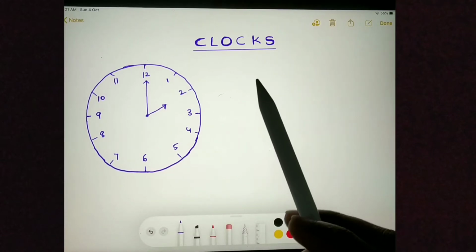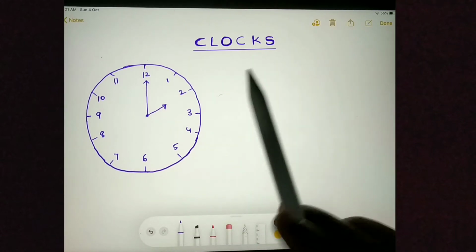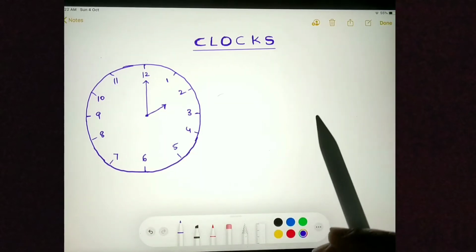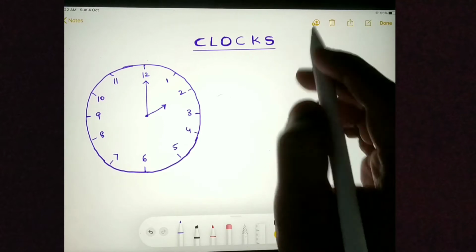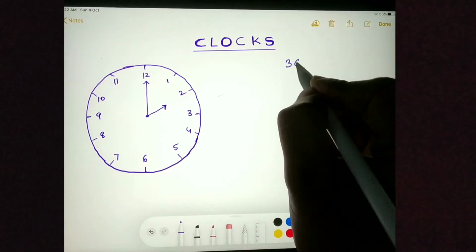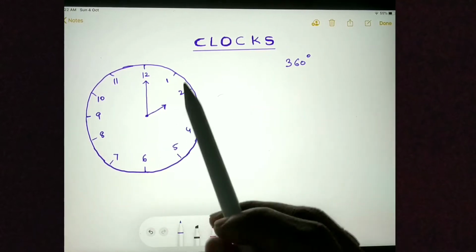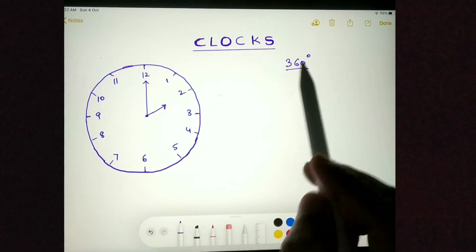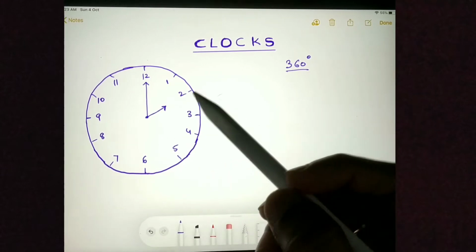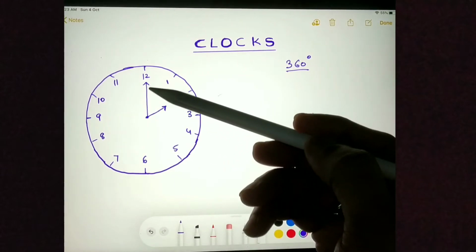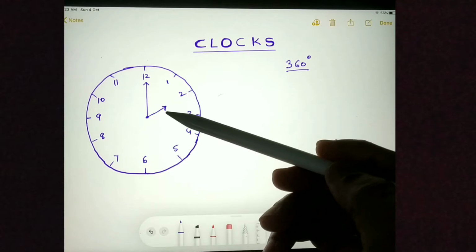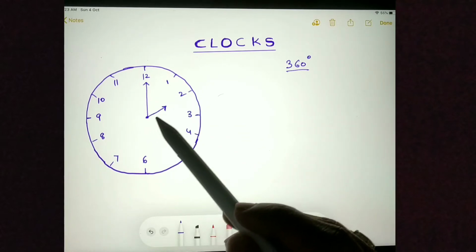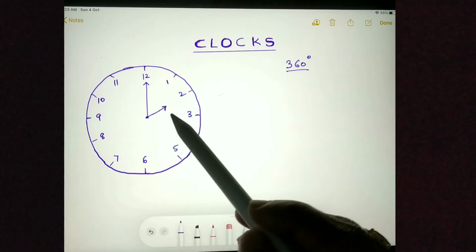Today we will discuss problems on clocks. Before moving on to problems, we need to know the basics. As we already know, the angle of a circle is 360 degrees. Because a clock is also a circle, the total angle of a clock is 360 degrees. In a clock we have two hands. One is the long hand, another one is the short hand. The long hand we also call the minute hand, and the short hand we also call the hour hand.